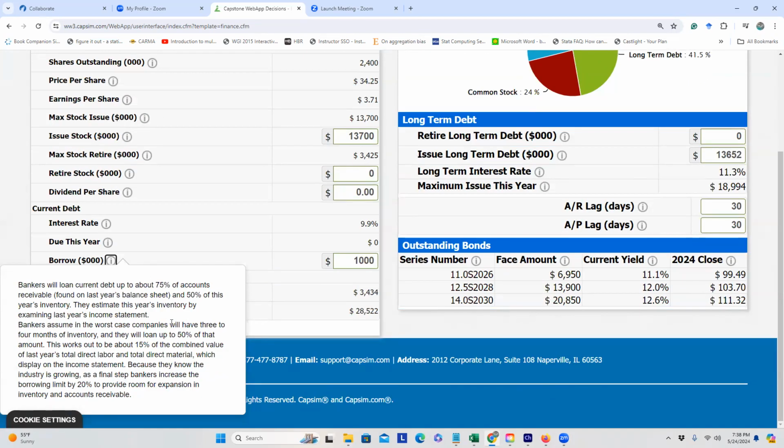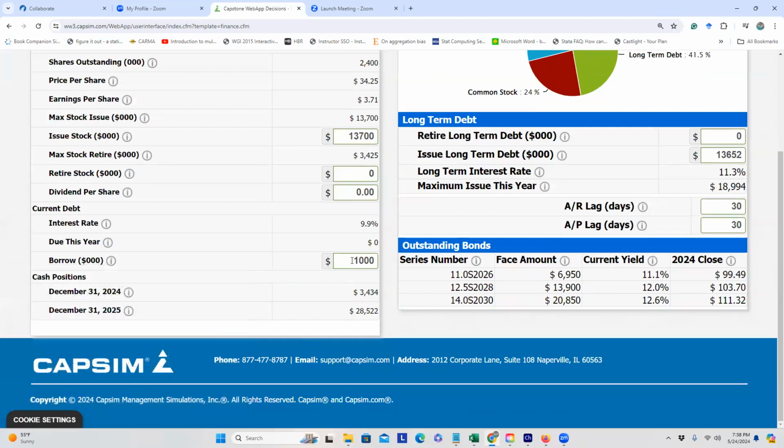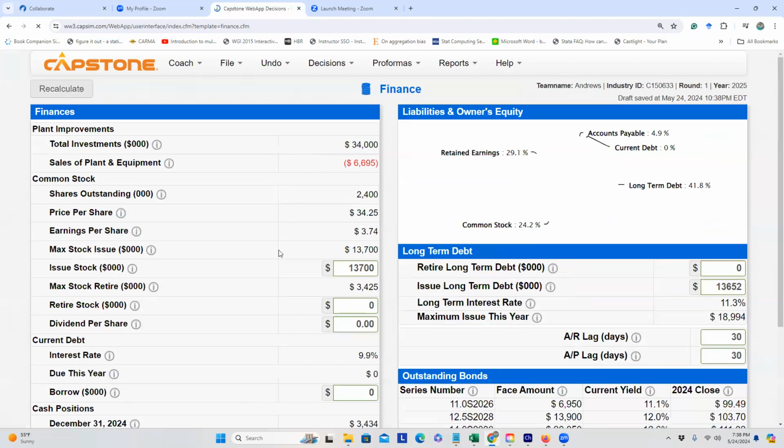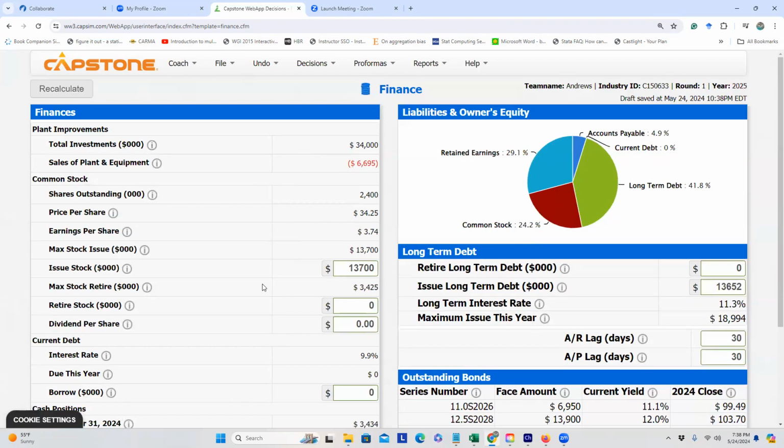Okay, assume the worst case: companies will have 3 to 4 months of inventory and they will loan up to 50% of that amount. So basically, this is only a stopgap measure and really not a sound decision unless you're falling short on cash. So for capital expenditure, always use long-term debt or issue stock.